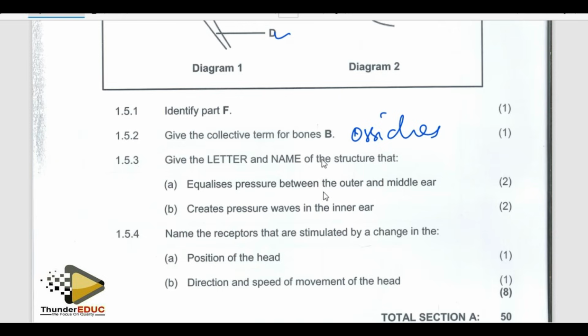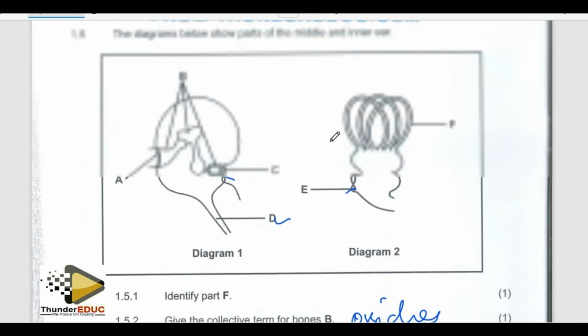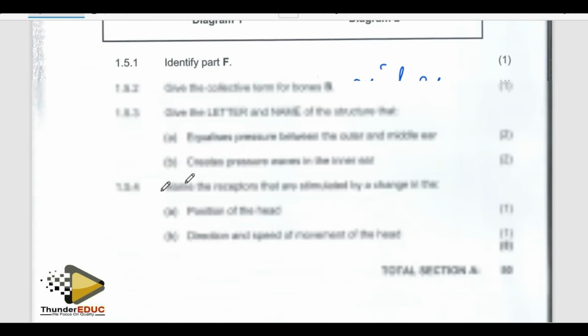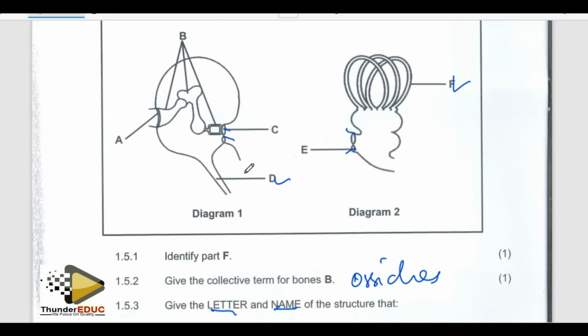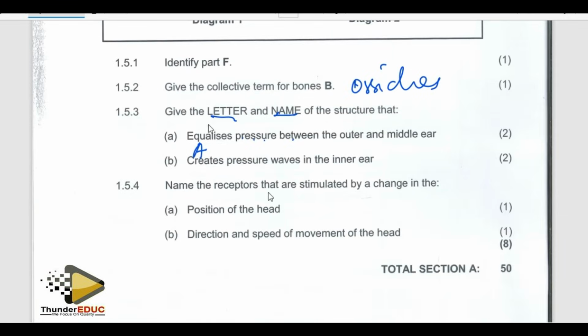Give the letter and the name of the structure that equalizes pressure between the outer and the middle ear. That is the tympanum. So they're saying letter and the name. Let's go back and find out the tympanum. Tympanum is A. Oh, no. They're saying equalizes pressure. The answer is D, not tympanum. D, which is the eustachian tube. Yes, the answer is D.